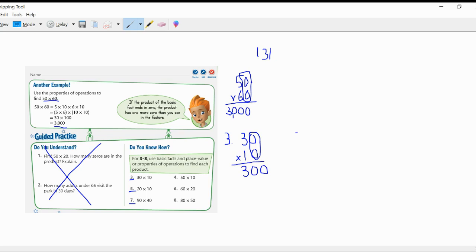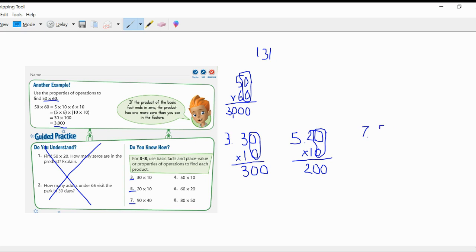Now let's look at number 5. Number 5 was 20 times 10. 20 times 10. I know that's not what it looks like, but that's what I'm trying to write. So, again, save my zeros. I'm going to do 2 times 1. 2 times 1 is 2. And put my 2 zeros on. That would be 200.